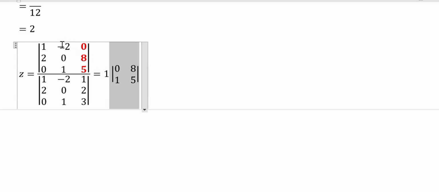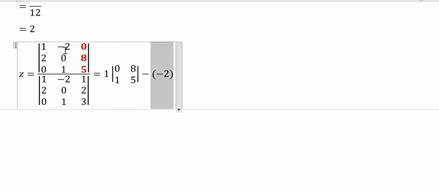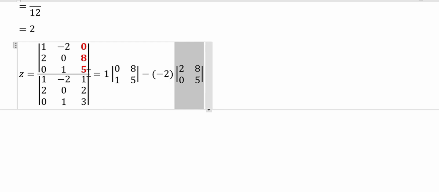Then we take this element, reverse the sign. So we shall have minus negative 2 into, if you cancel the row and the column on which this element is, you remain with the elements 2, 8, 0, 5. You want the determinant of that minor matrix, and then plus 0 into, cancel the row and the column on which this 0 is, you remain with the elements 2, 0, 0, 1.